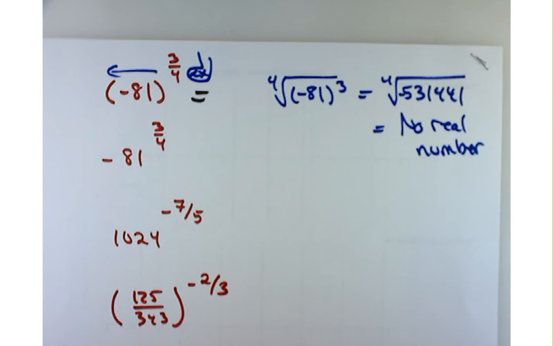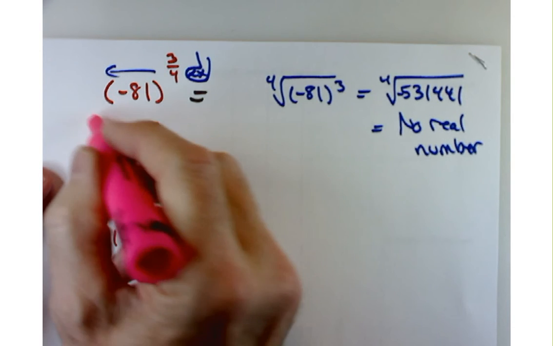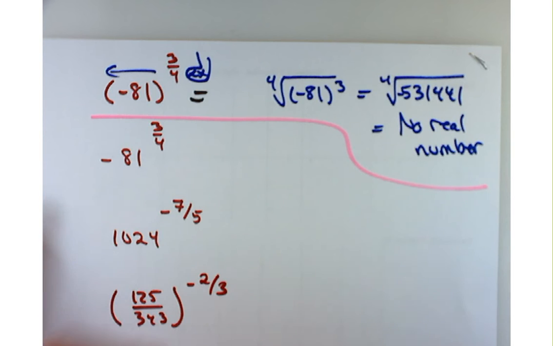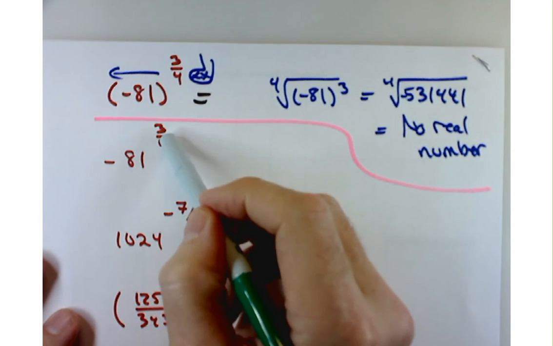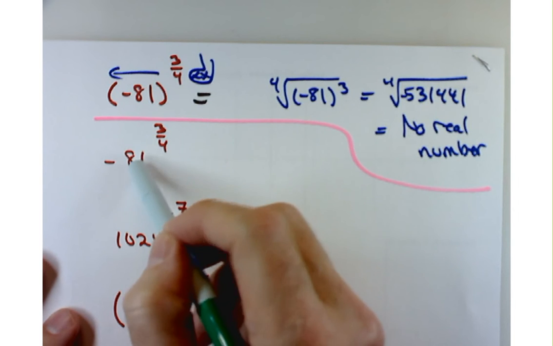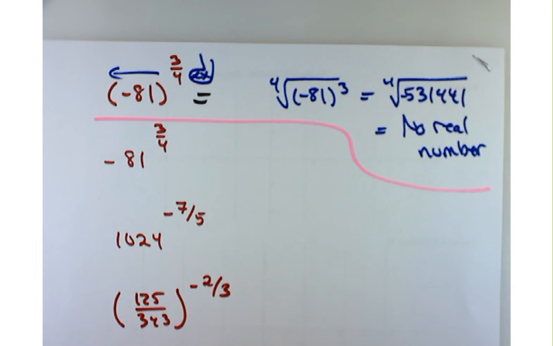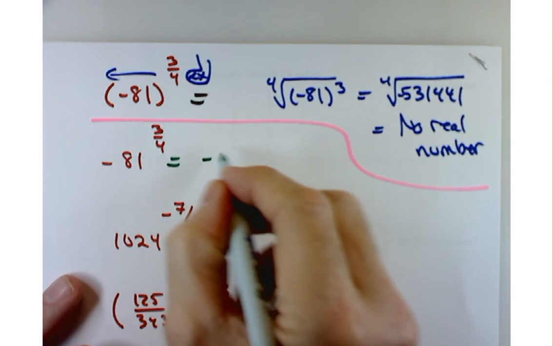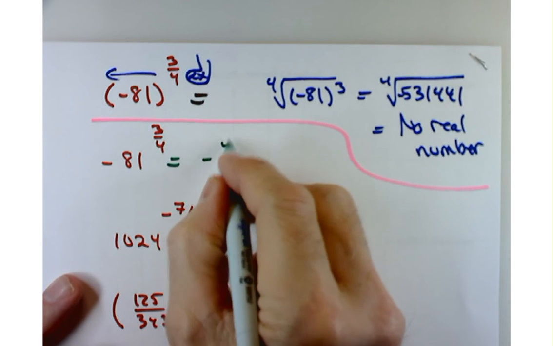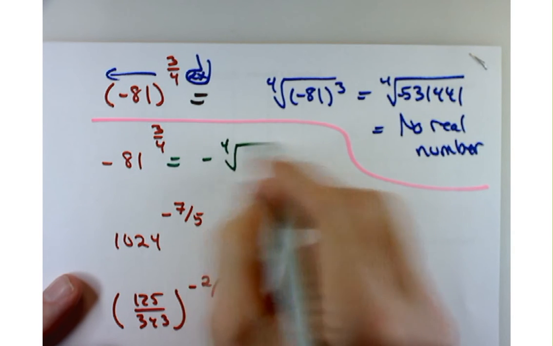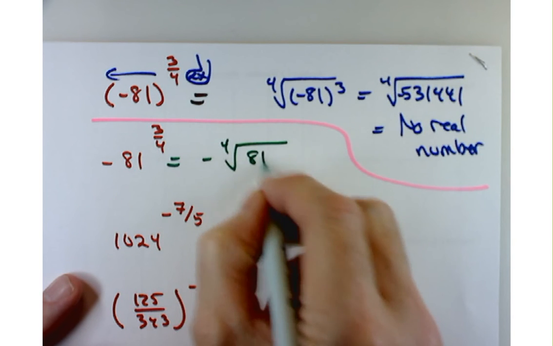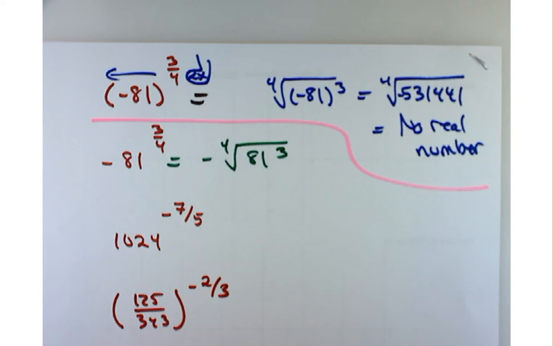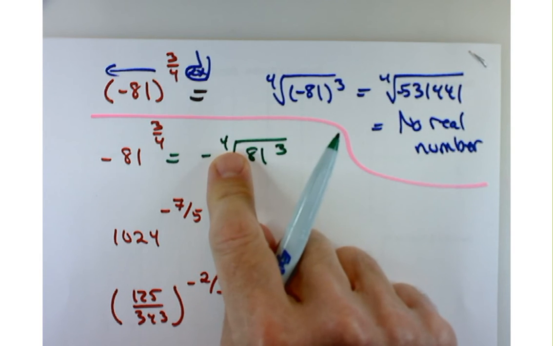There's a subtle difference between these two problems. So there's the first one. But for the second one, this only applies to the base. So yeah, okay. Thank you. So when I rewrite this, it's going to be the negative on the outside, the 4th root of 81 to the 3rd power. And personally, when I do these things, they're always geared so that they work out pretty nice.